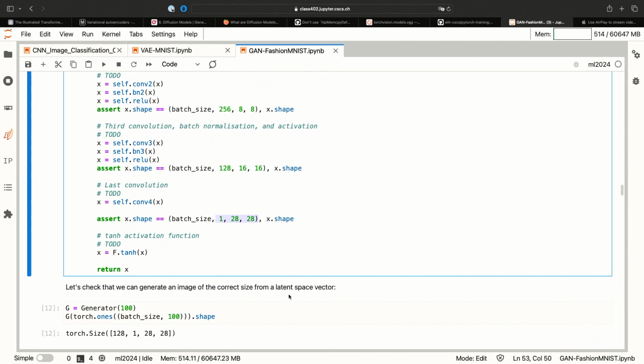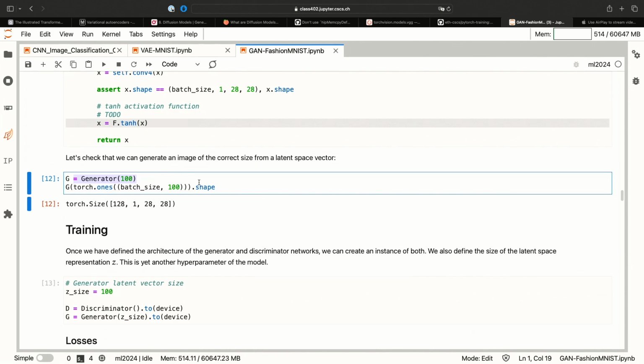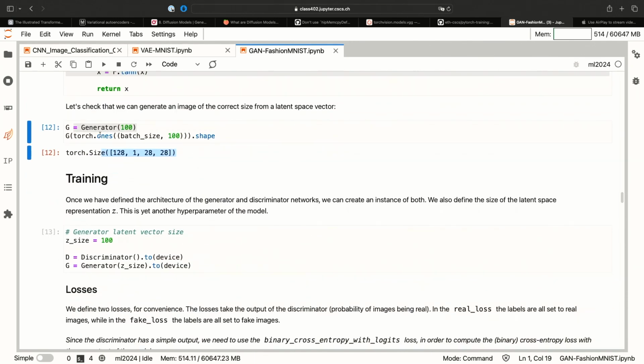Okay. And then finally, the tanh activation function, because we normalize the images that we use for training, so they are between -1 and 1, and so the tanh activation function essentially restricts the output range between -1 and 1. That is what we want. And then here we just test that everything works and we get the right shape out. The shape of the output is batch size, number of channels, 1, because we are using grayscale images, and then 28 by 28 pixels.